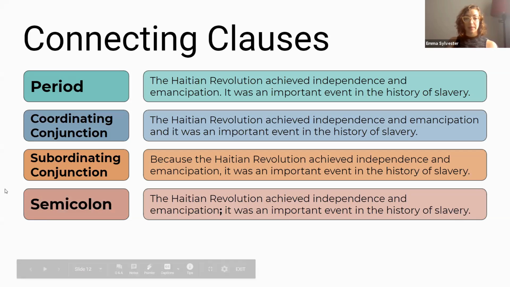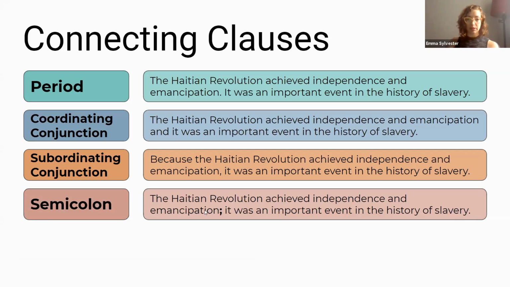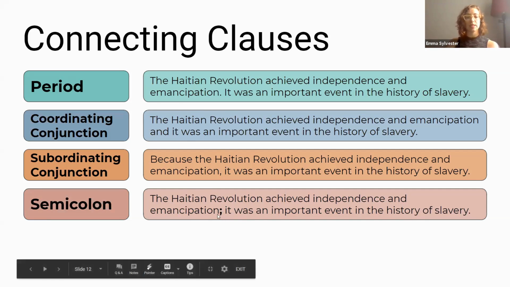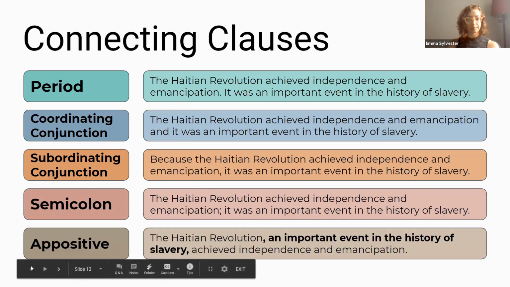Another option is a semicolon. The Haitian Revolution achieved independence and emancipation; it was an important event in the history of slavery. A semicolon replaces a period, so we can see these sentences are identical between the top and the bottom, except that we have a semicolon instead of a period. And what it does by doing that is it shows that these ideas are very closely linked. We'll talk a little bit about semicolons a little later on in this presentation.